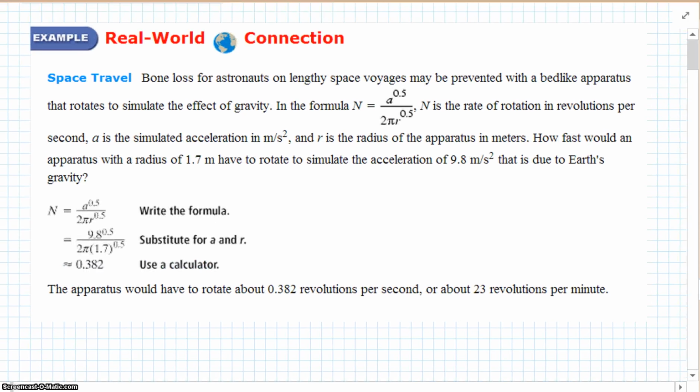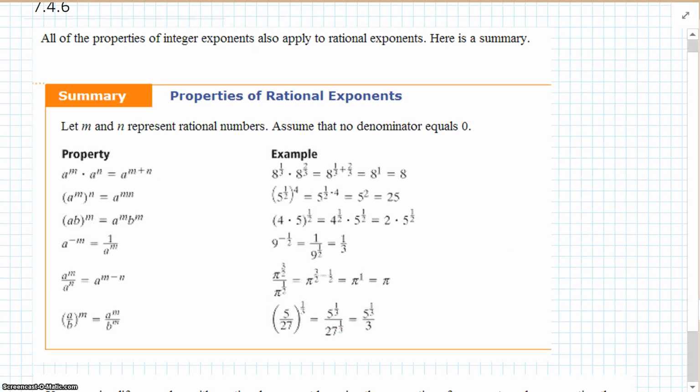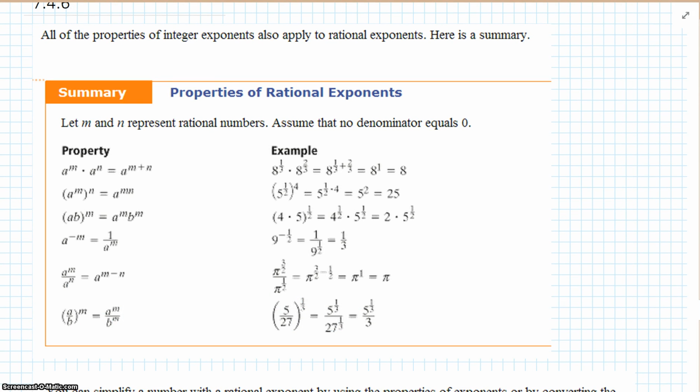Alright, we're going to skip the real world connection example. It's just plug and chug in your calculator and hit enter. Alright, let's go over all the properties of integer exponents and how they apply to rational exponents.